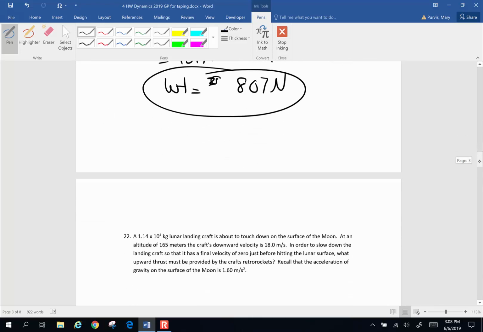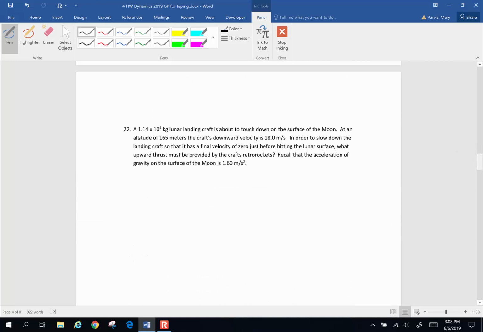All right, next problem. Here goes. A 1.14 times 10 to the 4th kilogram lunar landing craft is about to touch down on the surface of the moon. At an altitude of 165 meters, the craft's downward velocity is 18 meters per second. In order to slow down the landing craft so that it has a final velocity of 0 just before hitting the lunar surface, what upward thrust must be provided by the craft's retro-rockets? Recall that the acceleration of gravity on the surface of the moon is about 1/6 what it is on Earth, or 1.6 meters per second squared.